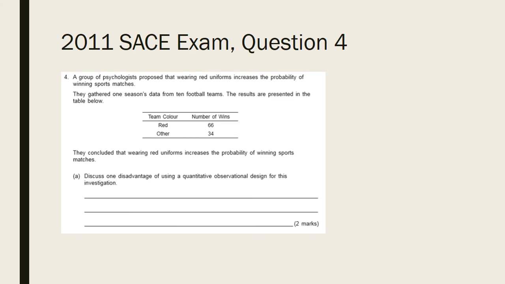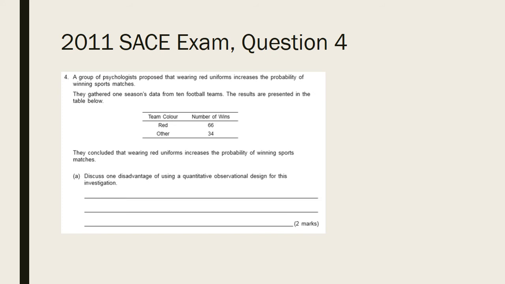Pause the video again to read through the scenario and attempt part A for this question. So this question is asking you, based on the scenario, to discuss one disadvantage of using the quantitative observational design for this investigation. So as we know, the quantitative observational design doesn't use random allocation. The groups are pre-existing. In other words, they've got teams that wear red and they've recorded the number of wins and teams that wear other colours and compared their number of wins.